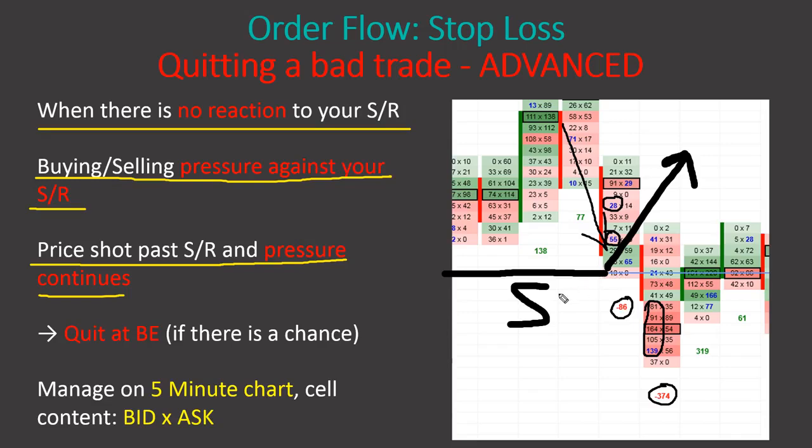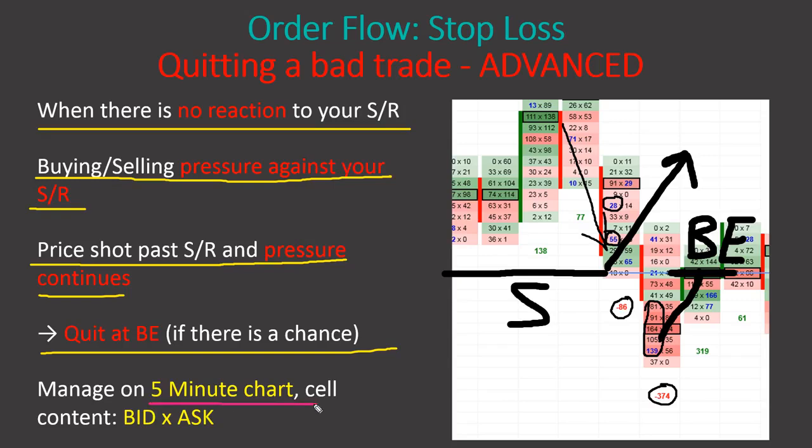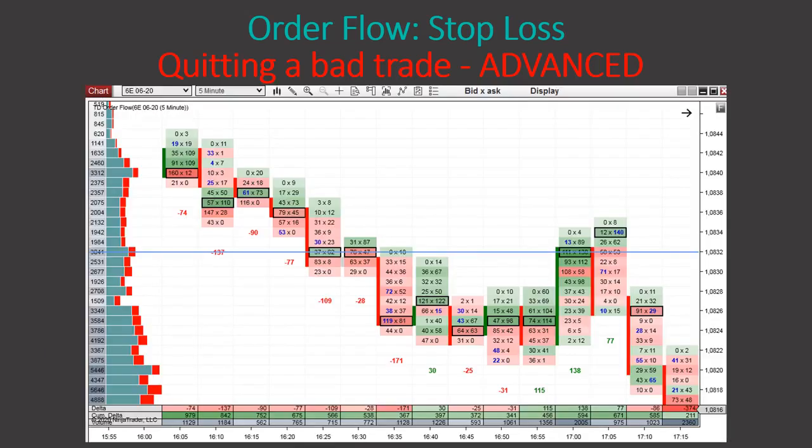This doesn't look good. So what you want to do when you identify a bad situation like this is quit at break even, at the place where you entered. So when there is a pullback, if there is a pullback, then you want to quit in here at break even. Now to identify those bad trades, I use a 5-minute chart and the bid-ask visualization of the footprints. I do this in order to see the aggressive buyers and aggressive sellers.